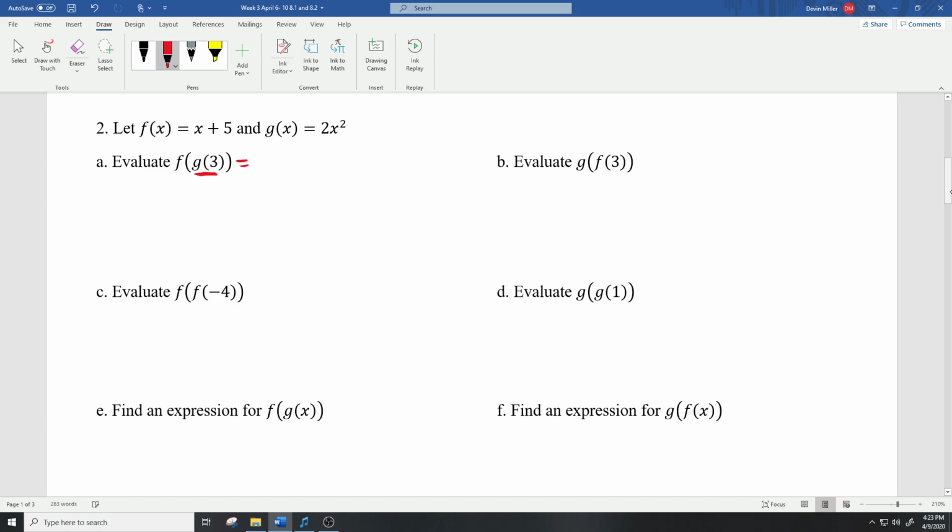So this is how I would write it. I would write f of, now I'm going to look at the inside. g of 3 means you plug in 3 into the g function. So what's the g function? They want us to plug in 3 for the x's here. So let's plug in 3. I'm going to plug in 3 on this side here. So the outside stays the same, f of, so we keep the 2 there, and we're going to plug in 3 for the x. So it's 2 times 3 squared.